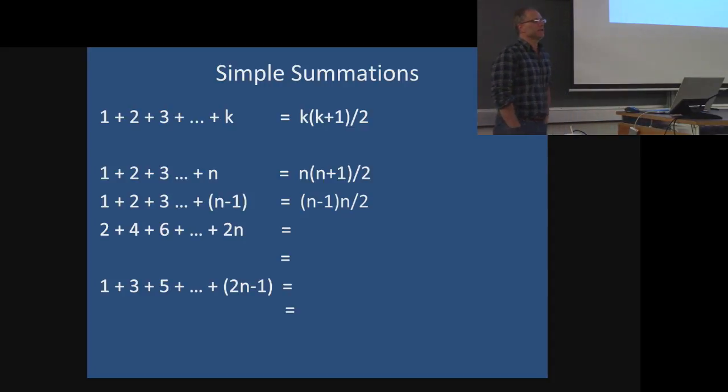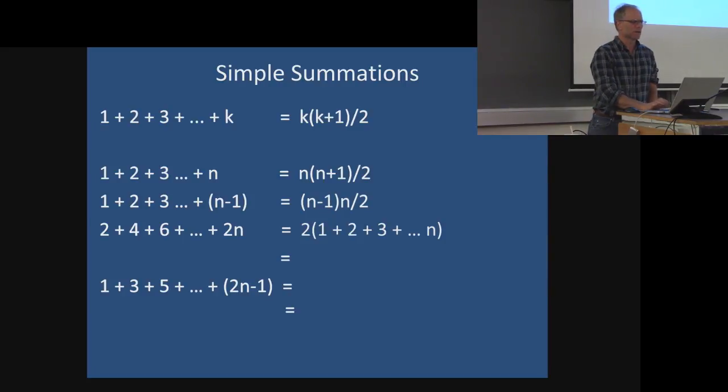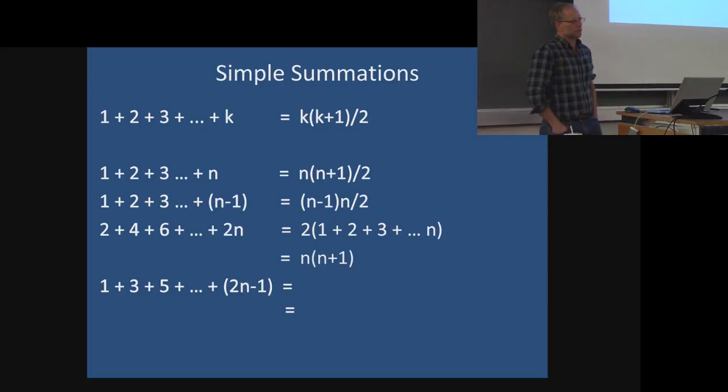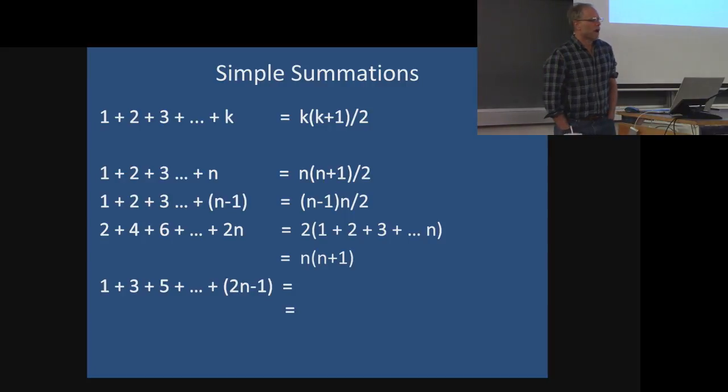What do we do here? We're adding up the even integers: 2, 4, 6, up to 2n. There's still n elements in the sequence, but they're not one after the other. Yes? Factor out a 2. That's 2 times that summation, and we know what that is. So it ends up being 2 times n times n plus 1 over 2, which is just n times n plus 1. Now we're adding up odd ones. We can't really factor out a 2.